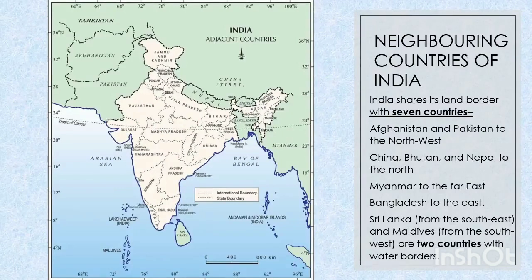Okay, next, already you'll be knowing. So totally, India shares a land border with 7 neighboring countries. Here it's very clear: Afghanistan and Pakistan to the northwest. Then you have China, Bhutan and Nepal towards the north of India. Can you see? I'm just underlining all these. Then we have Myanmar to the far east, then Bangladesh to the east. Then to the south of India we have Sri Lanka, and Maldives. These are the neighboring countries that we have around India.